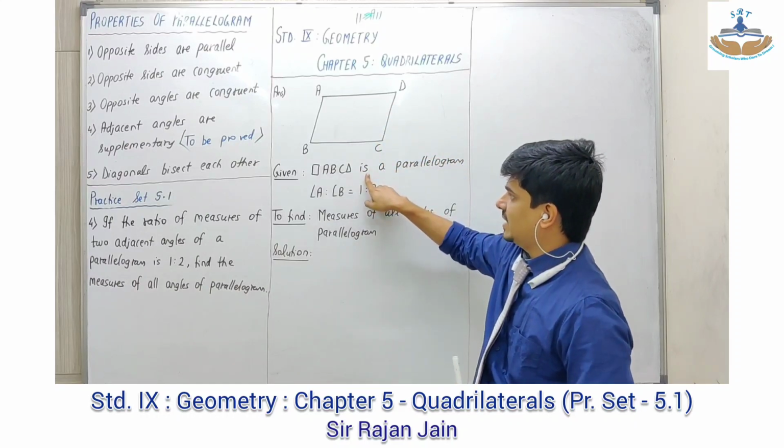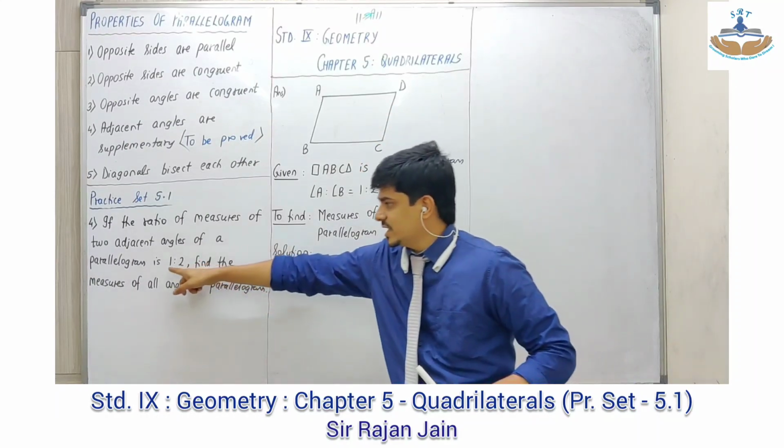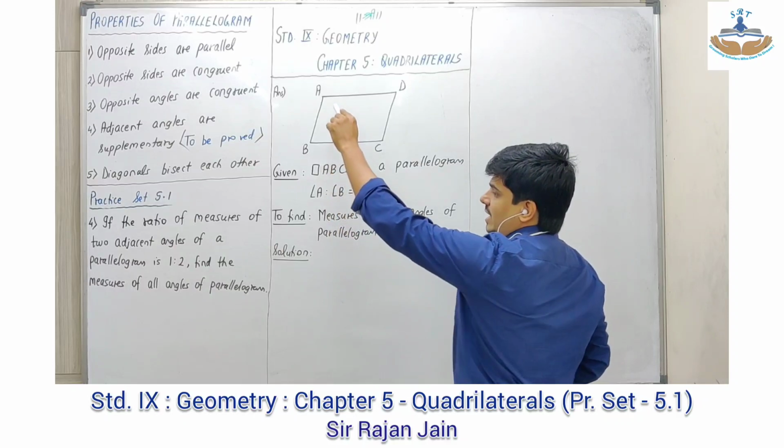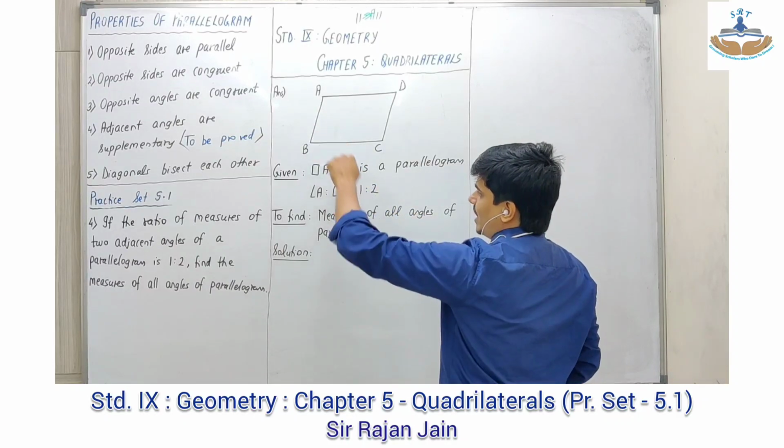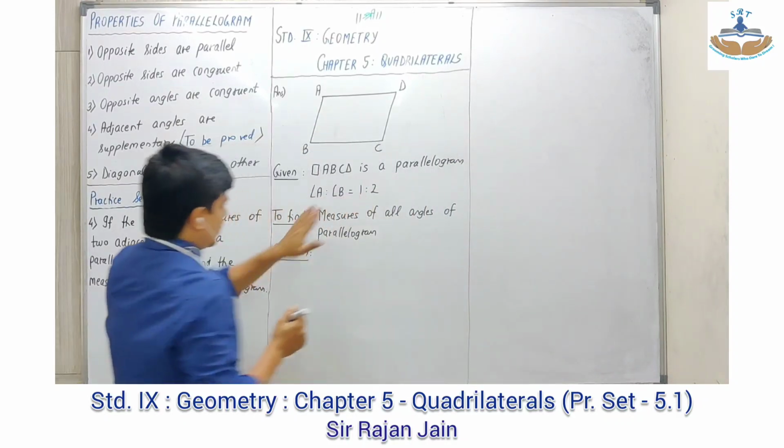Quadrilateral ABCD is a parallelogram. Adjacent angles का ratio is 1:2. So let's say angle A is to angle B is 1:2. Now students, it is better from the ratio.